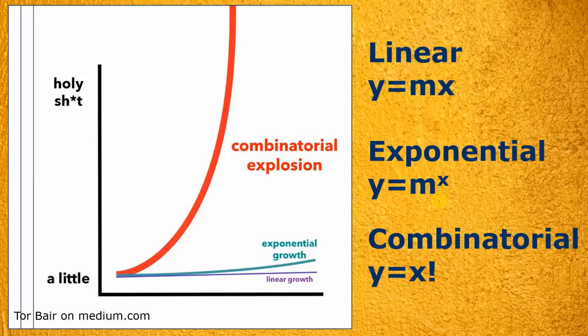I couldn't find what that looks like on a log chart, but I'm presuming it would still be a curve shape like this, just not as steep as on the linear chart. Anyway, I thought that was interesting, partly because we do actually see examples of combinatorial growth.